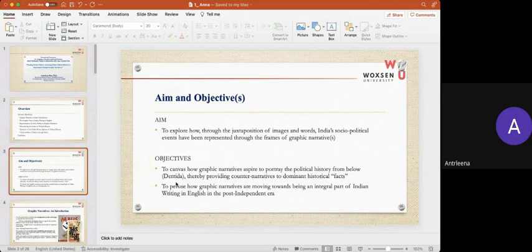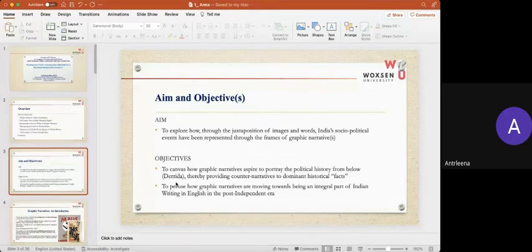So, aims and objectives. The aim of this paper is to explore how, through the juxtaposition of images and words, India's socio-political events have been represented through the frame of graphic narratives. We will be studying the images as well as the words in the graphic text to make meaning and to observe how politics is represented in graphic literature. The other objective is to canvass how graphic narratives aspire to portray political history from below.